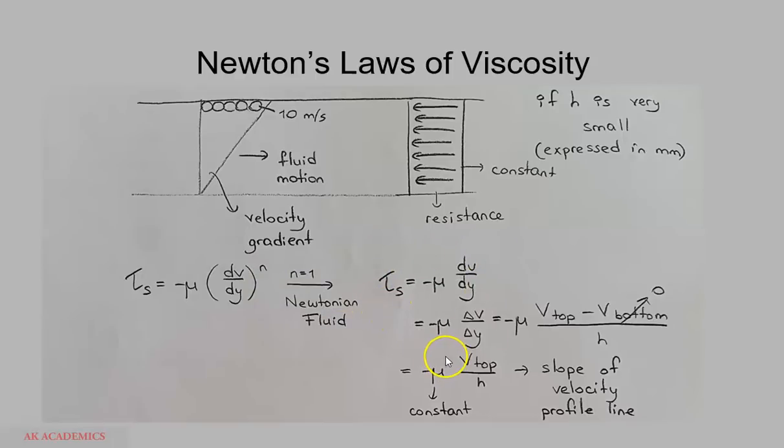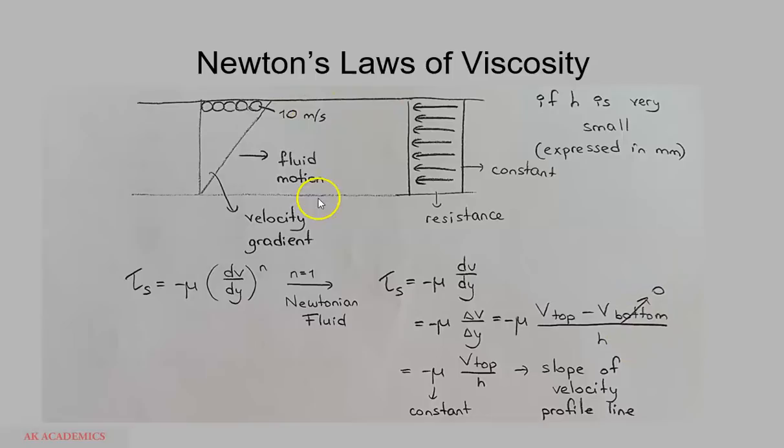All right, this can be written as change in v divided by change in y, which is equal to minus mu times (v top minus v bottom) divided by h. Delta y is actually our h, the height that we know, and delta v is the difference in the velocities. This is the velocity of the plate at the bottom, which is usually fixed, and this is the velocity of the plate at the top.